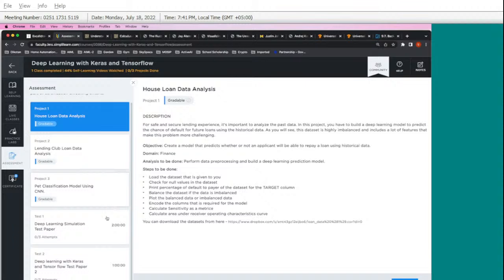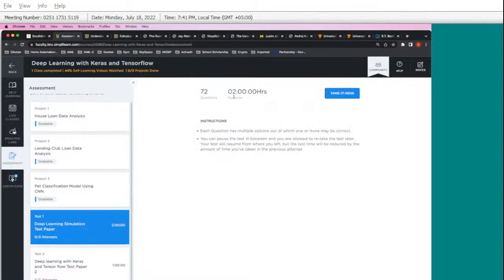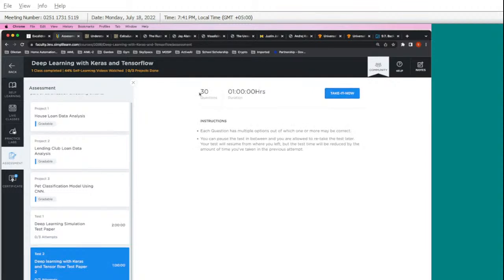Test one is simulation, that's correct. That's the reason it has been given a long duration, and the actual one is fairly small, 30 questions, which is half of it. You don't need 1 hour actually. 30 questions in 1 hour means one question per 2 minutes, and you don't need 2 minutes per question if you attempt it properly.